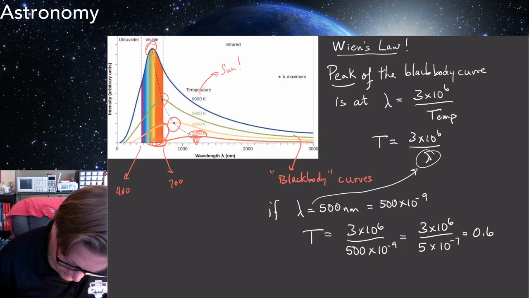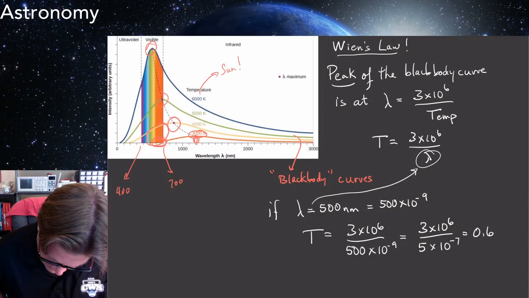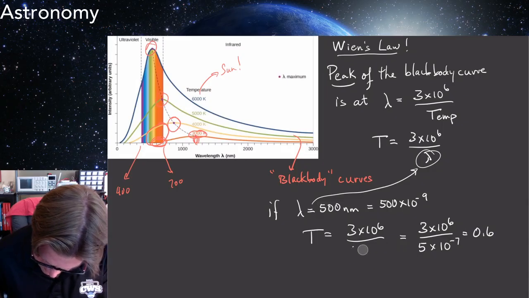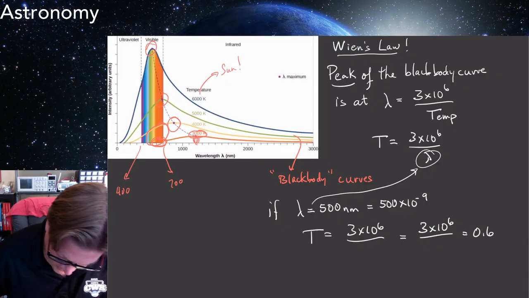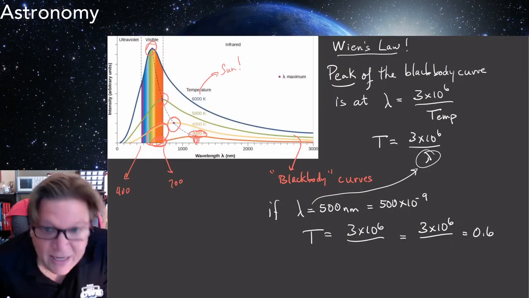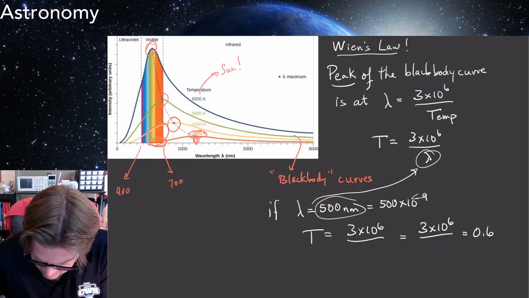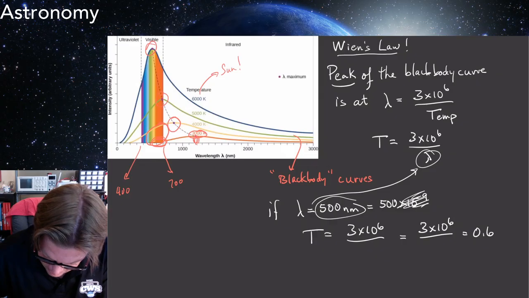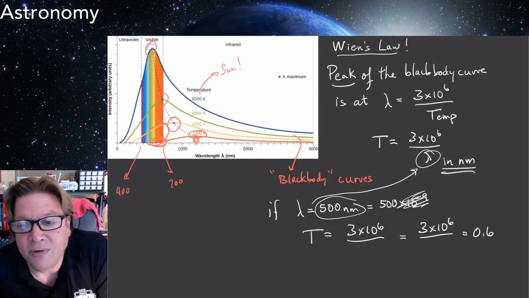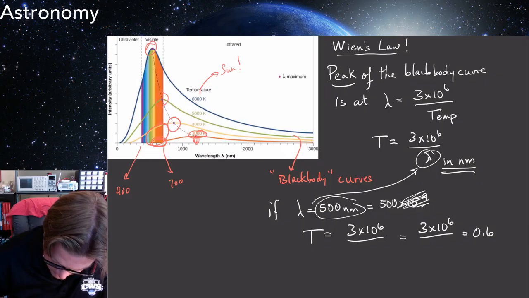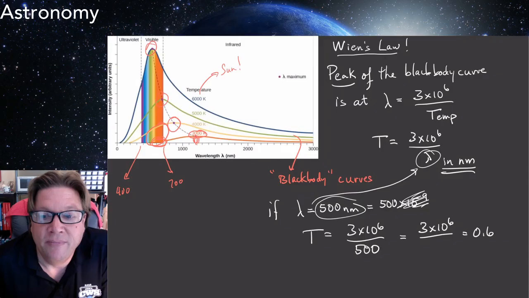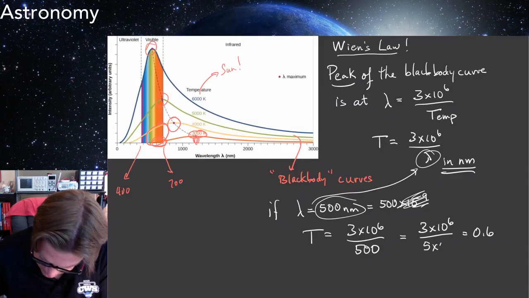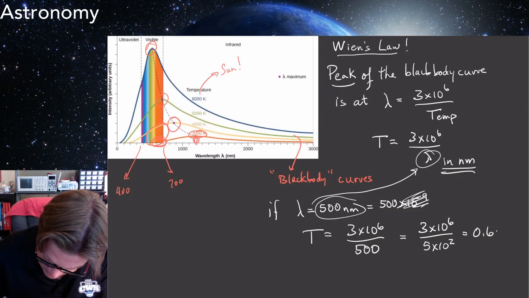Oh! You know what's confusing me? I remember. This is already in nanometers. Look at that. I don't have to put the 10 to the minus 9 there. All you have to do is put this in nanometers. I just remembered. That's right. So all I have to do is do 3 million divided by 500. 3 million divided by 5 times 10 to the 2. This makes a lot more sense. 0.6 times 10 to the 4th. So this is just going to be 6 times 10 to the 3rd.